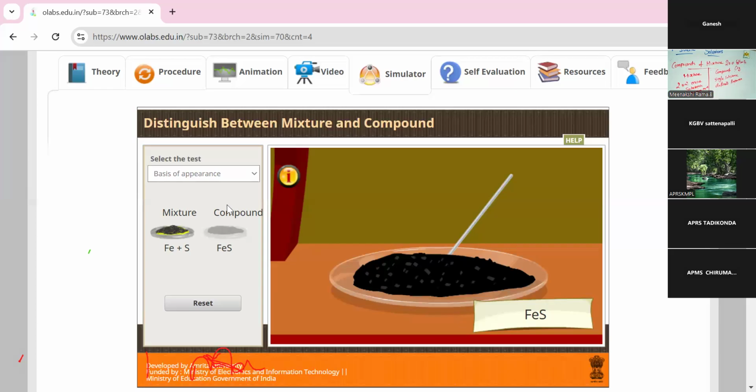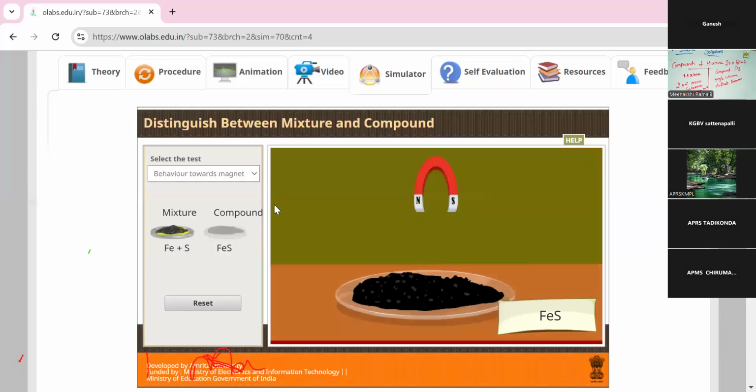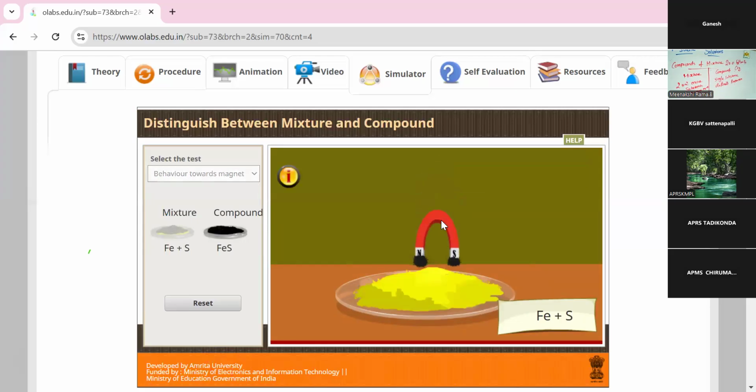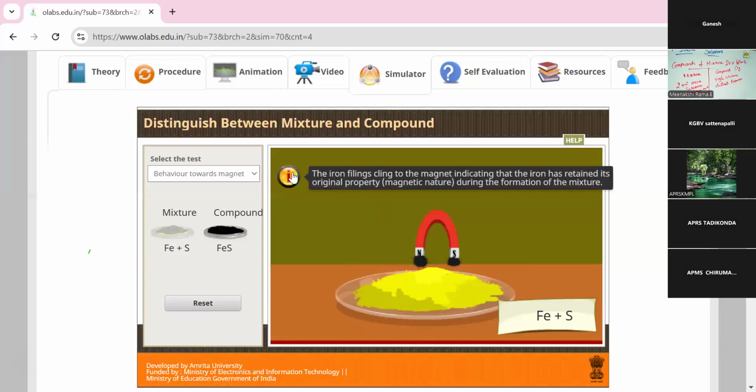The next property is behavior towards a magnet. Yes, Fe and iron. First I am choosing the mixture. The magnet is near the particles. Wow, the iron particles are easily attached to the magnet. So iron is easily attracted. The iron particles are attracted to the magnet. So this is the mixture.